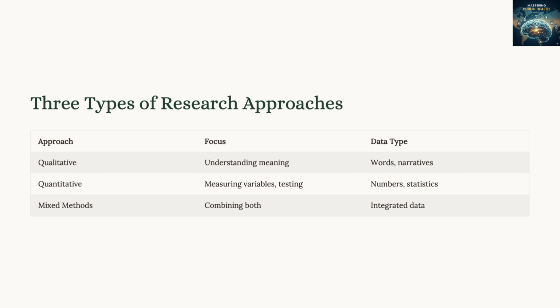The three research approaches. There are three primary types of research. First is qualitative research. It focuses on understanding meaning and experience. Data are collected using interviews, observations, and texts. It's flexible and interpretive.